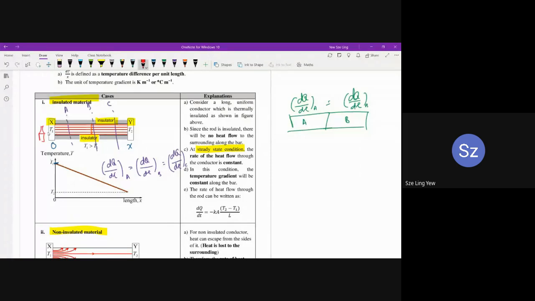But the heat flow is at a constant rate. The heat is flowing at a constant rate, but it doesn't mean that the rod has the same temperature at every position. Just the rate of heat flow is constant. They still have different temperatures, so don't get confused. At steady state, only dQ over dt is constant. T is not constant. So don't think that at steady state the T is also the same, no. T is not the same, only the rate of energy flow is the same. The energy flow along this bar is flowing at the same rate.